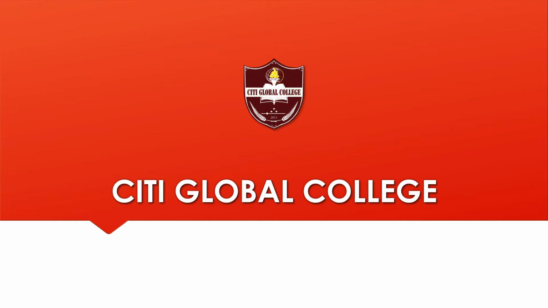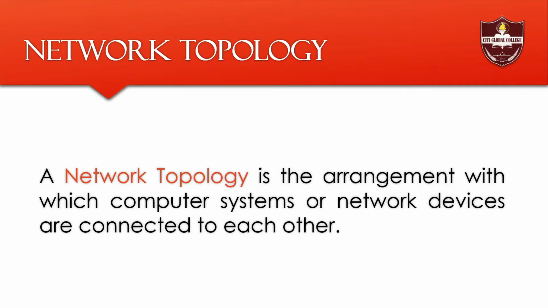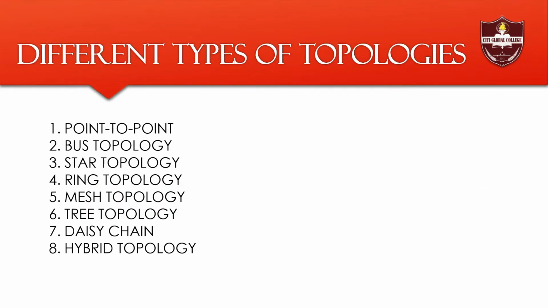But first, what is a network topology? A network topology is an arrangement with which computer systems or network devices are connected to each other. Topologies may define both physical and logical aspects of the network. Both logical and physical topologies could be the same or different in the same network.